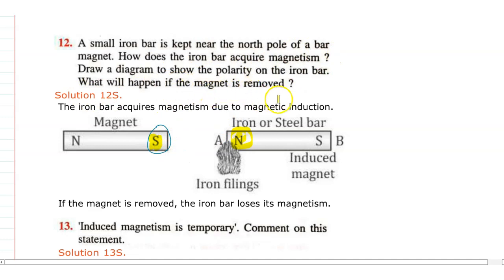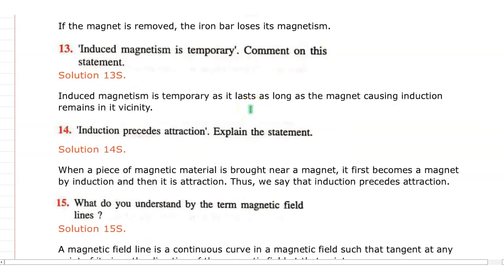And what will happen if the magnet is removed? After removing the magnet, the iron bar is demagnetized again and converted into normal iron, and the iron filings will fall. Induced magnetism is temporary. Comment on the statement. Induced magnetism is temporary as it lasts as long as the magnet causing induction remains in its vicinity.